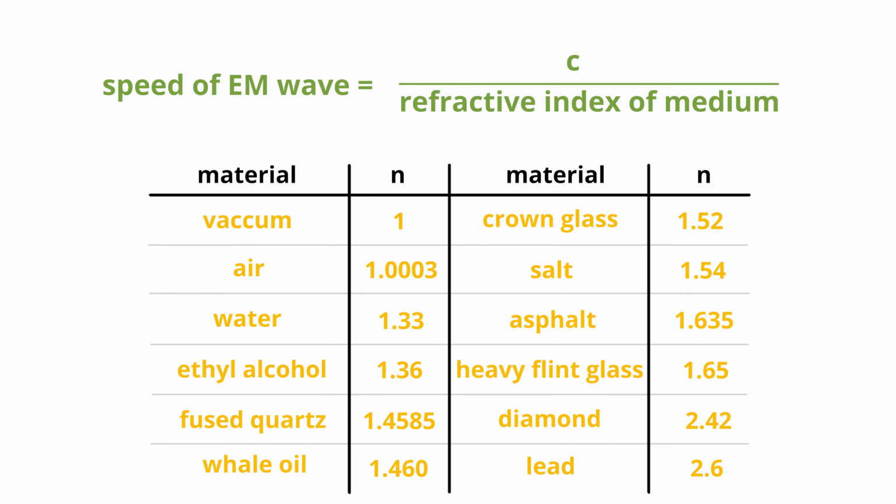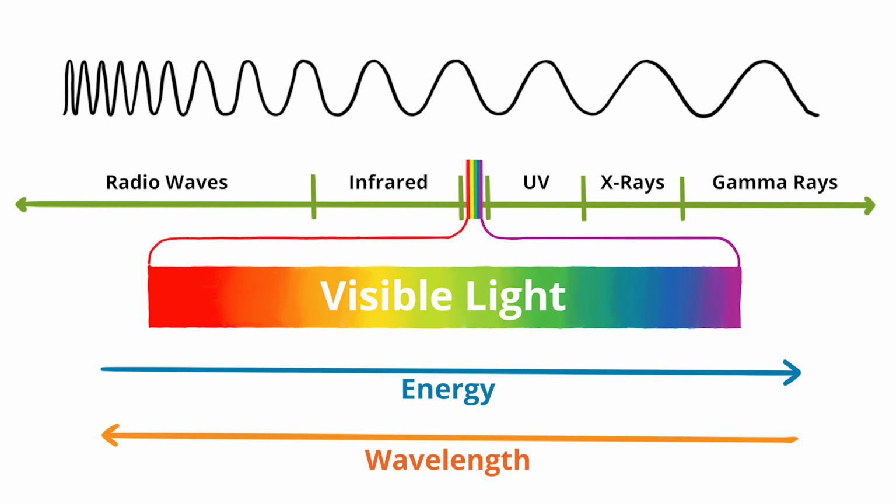Now let's jump into the E&M spectrum. The E&M spectrum is the entire range of E&M waves in order of increasing frequency and decreasing wavelength. This means that as you look from left to right on a diagram of the spectrum, the wavelengths get smaller and the frequencies get larger. The size of the wave and its frequency have an inverse relationship. Since speed will always be constant, if wavelength increases, then frequency decreases and vice versa.